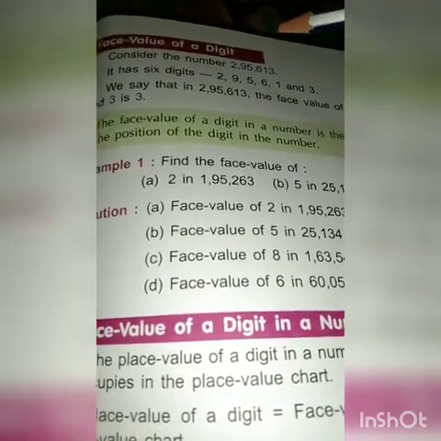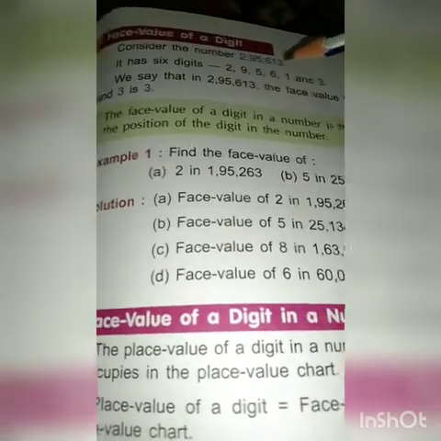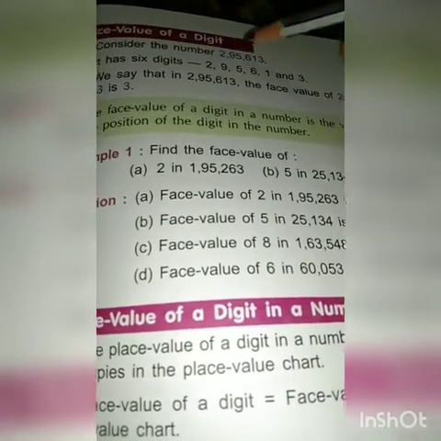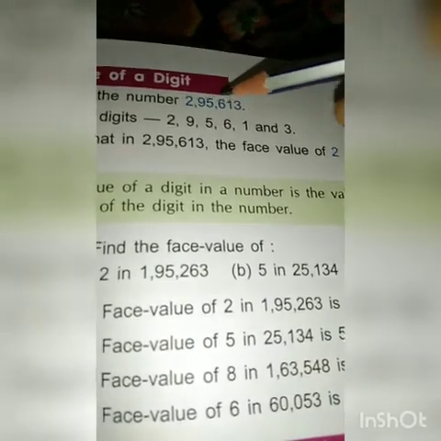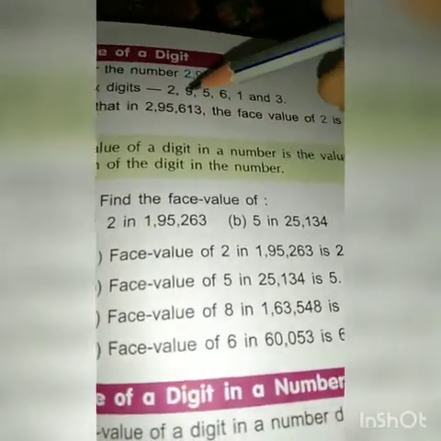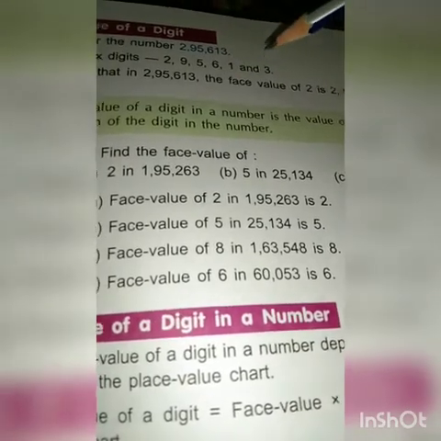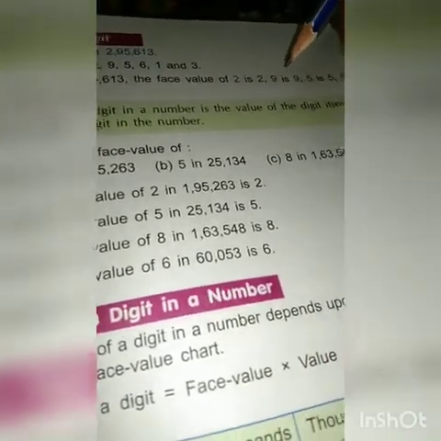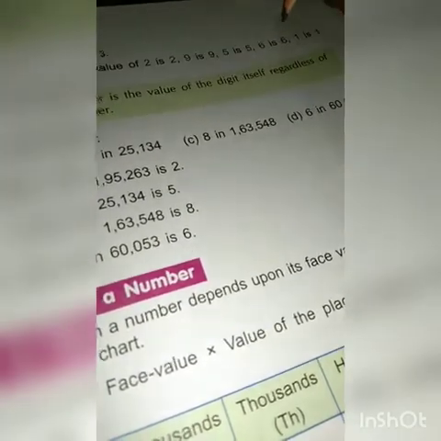Face value of a digit. Consider the number 2,95,613. It has 6 digits. Counted, they are 6 in number. Here 2, 9, 5, 6, 1 and 3 are the 6 digits. We say that in 2,95,613 the face value of 2 is 2, 9 is 9, 5 is 5, 6 is 6, 1 is 1 and 3 is 3. Clear?